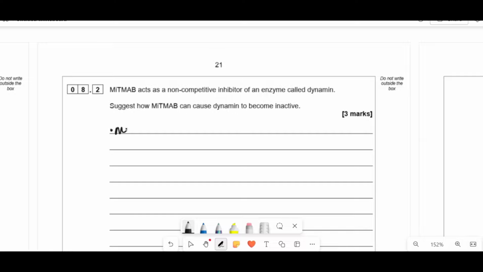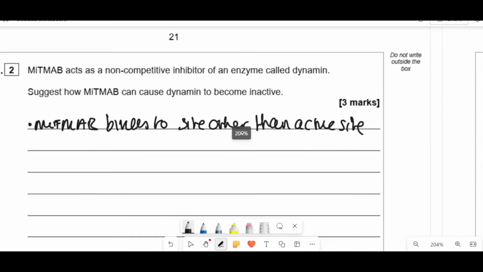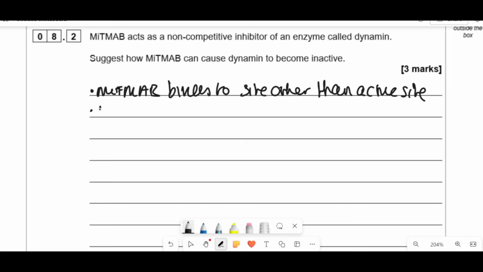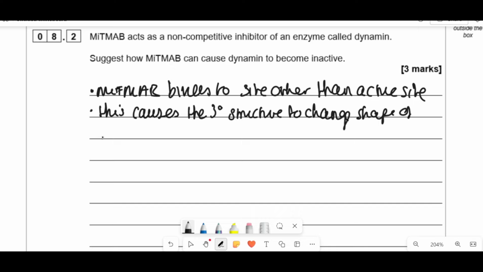Here, MITMAB binds to a site other than the active site, or your allosteric site if you want to be fancy, fine. What happens then is this causes, and don't say 3D, please, come on, every exam board mark scheme literally tells you off every time, give it up, stop. What it does is it causes the tertiary structure, which is where your active site comes from, to change shape of dynamin, and therefore it changes its active site.